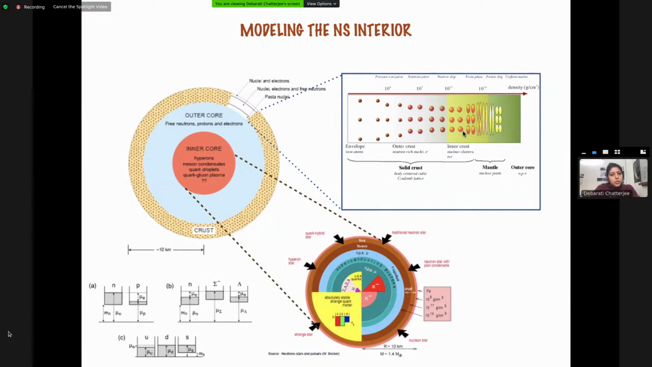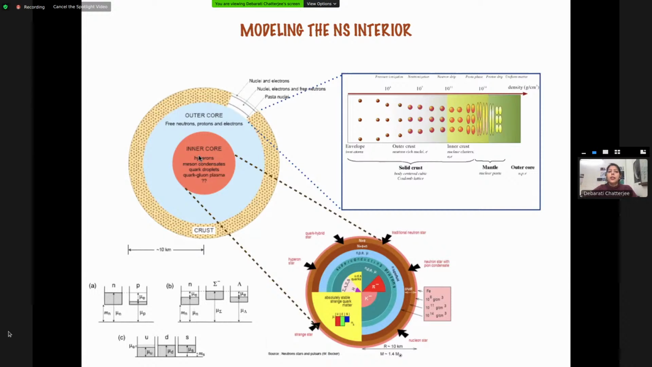Now, as I mentioned, we have some hints about what lies in the inner core, but you see the question marks in the figure. The reason is that this is still under debate. There are nuclear physicists and particle physicists trying to understand what is going on at densities beyond 2 to 3 times, going up to 10 times. So there are lots of different models.